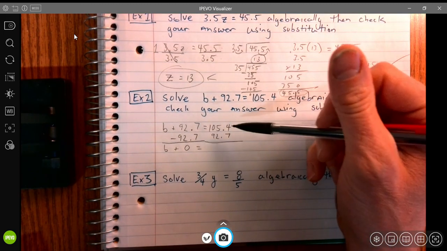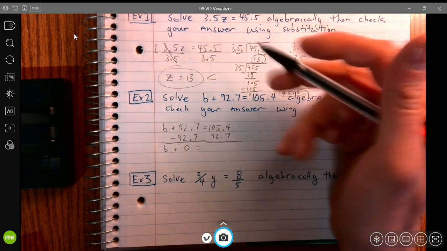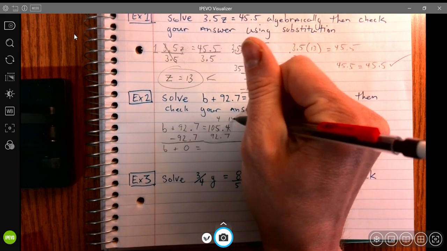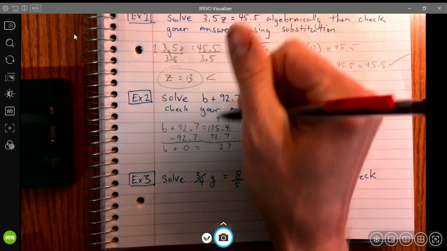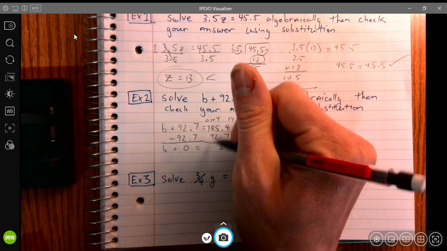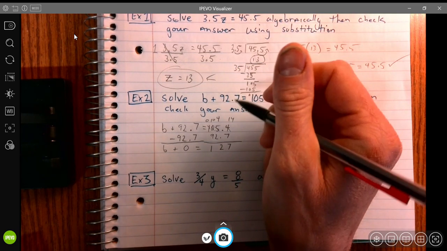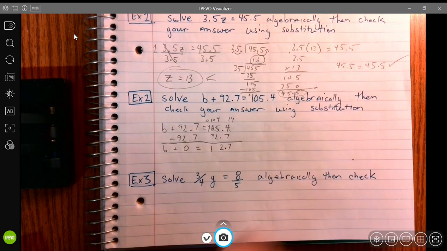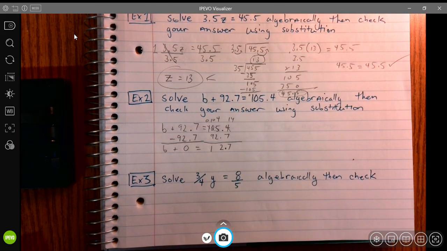And over on the left here, well, I have, let's see, 4 minus 7, I can't do that, so I'm going to borrow. And 0 minus 9, I can't do that, so I'm going to borrow again. And I got 1, right? So, I should have lined these up better, Mr. Marlowe. But my answer is 12.7, okay? So now we're going to use substitution to check our answer, okay?